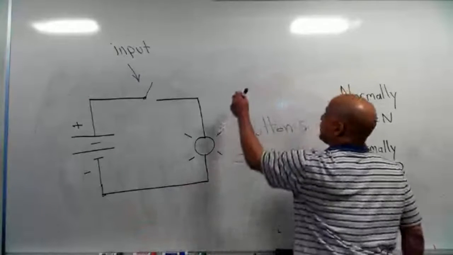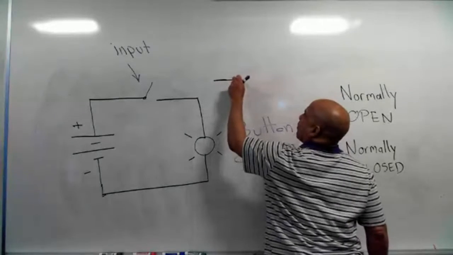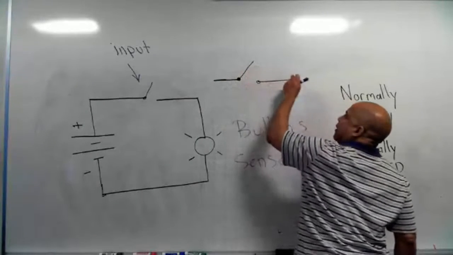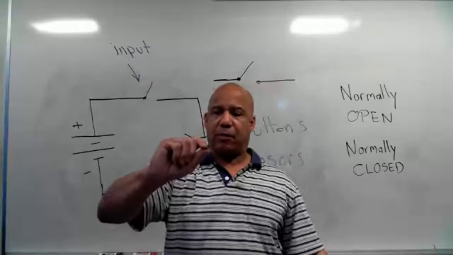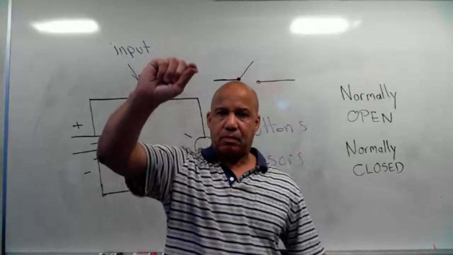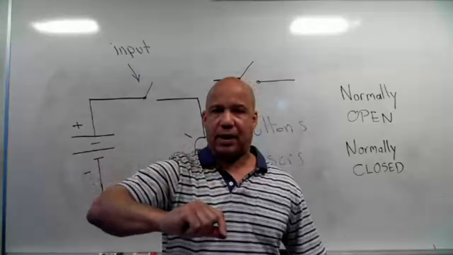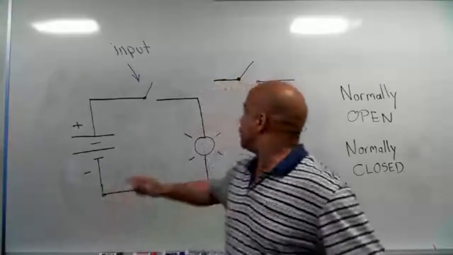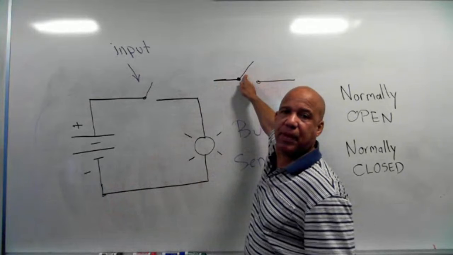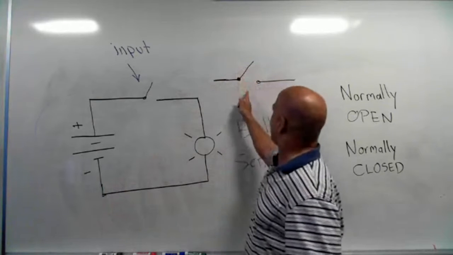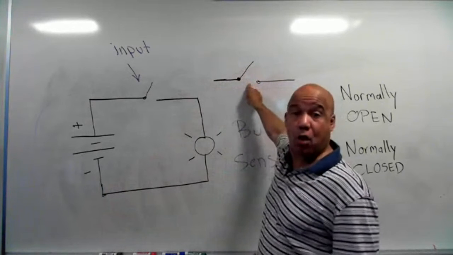Here's the switch. This switch is like a light switch, right? When you go into your bedroom and move that little lever up and down, one way the light comes on, the other way the light goes off. That represents the part that moves. If I want to turn something off, the switch is open.